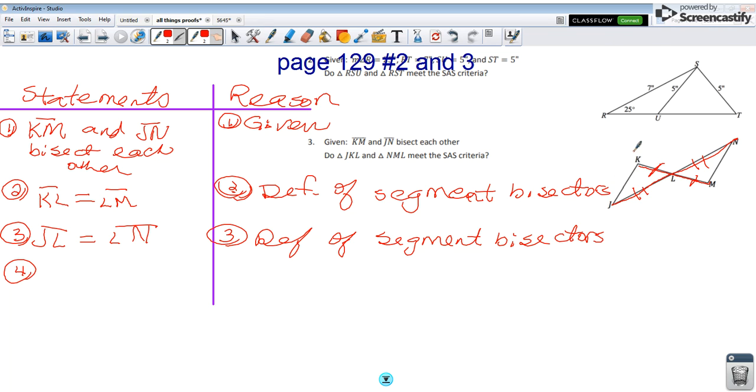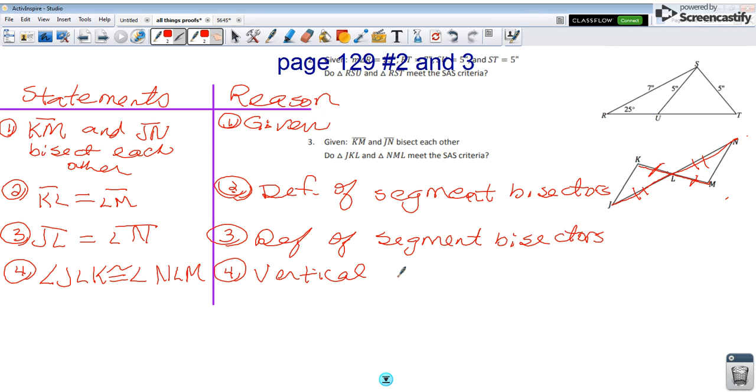J, we're over here. JLK. Angle JLK is congruent to angle NLM. NLM. What is the reason? You cannot put duck, duck, goose, goose. I told you that. What is it? Vertical angles. Thank you. Yes, vertical angles are congruent.